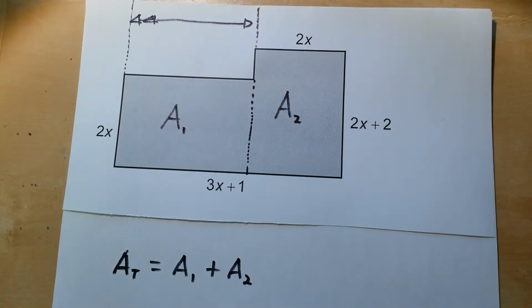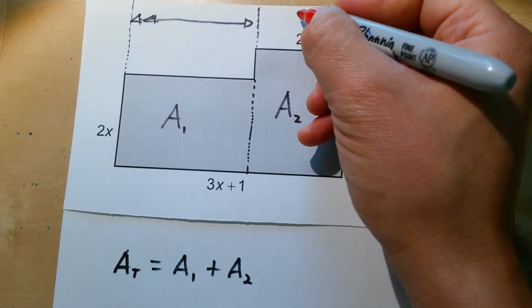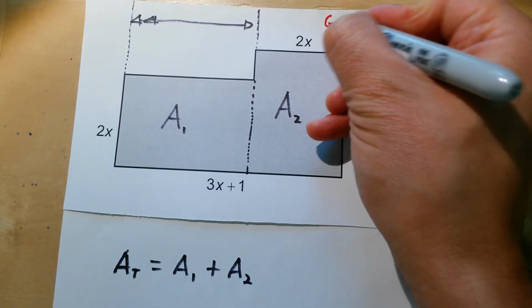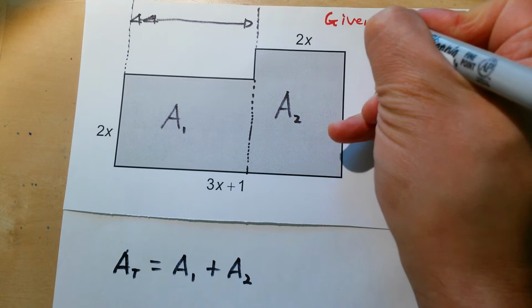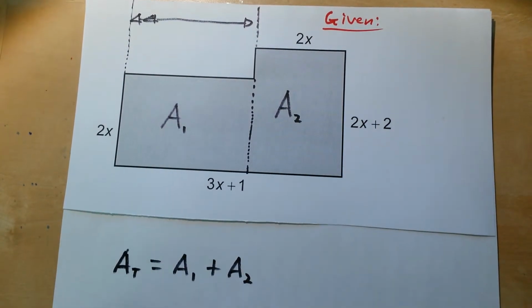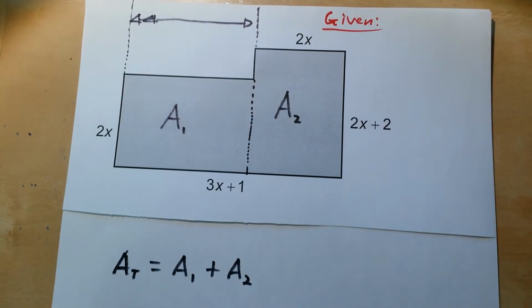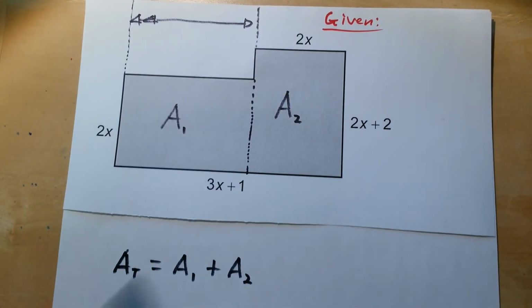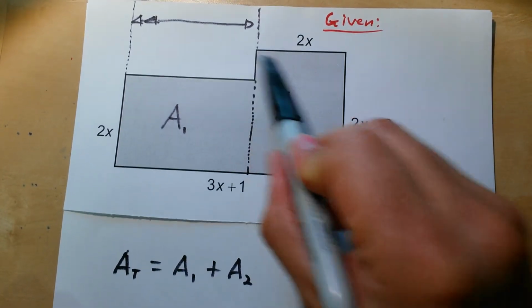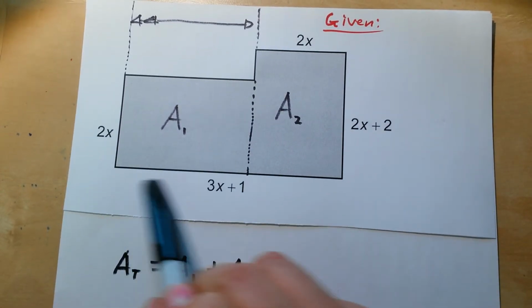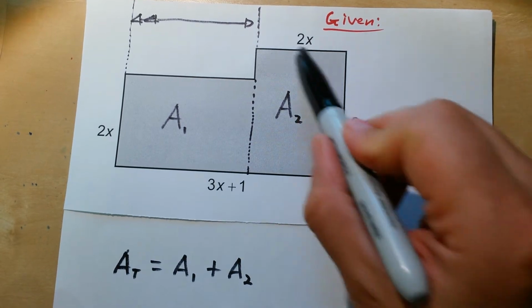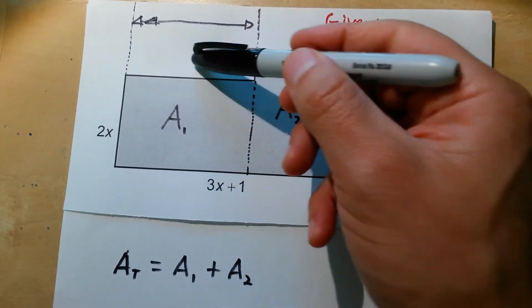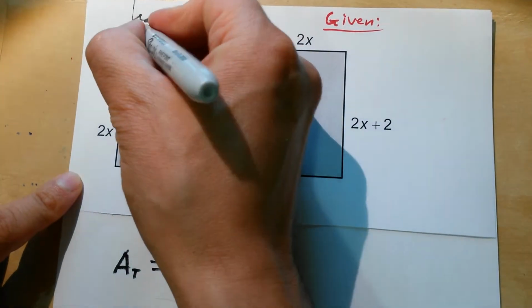So this is basically what is given to us. Let's put given here, just so that we follow the format that I have been promoting from the very beginning. So this is given to us. Alright, so we need to find this area. So how do we find that area? Well, as we said, we can subtract these two side lengths, 3x plus 1 minus 2x, and that will give us this length.